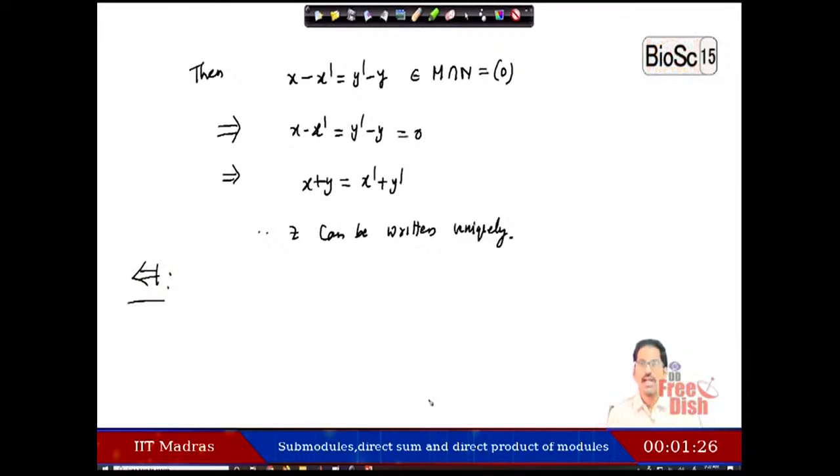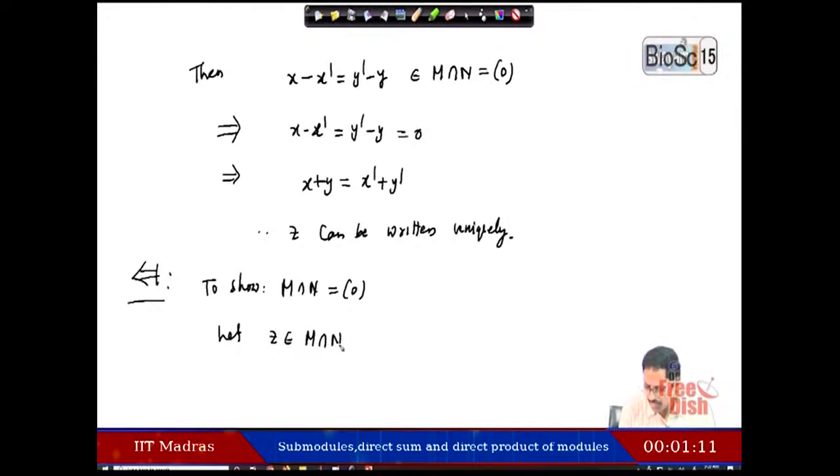Suppose Z we can write uniquely, then we need to show that M intersection N is equal to 0. Okay. So, let me start with an element Z that belongs to M intersection N. So, then Z plus minus Z: Z belongs to M, and because Z belongs to the M intersection N, Z belongs to N also, therefore minus Z belongs to N.